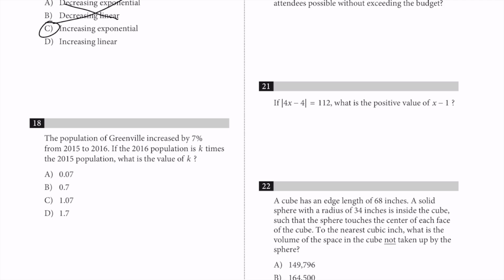Question 18. The population of Greenville increased by 7% from 2015 to 2016. The 2016 population is K times the 2015 population. What is the value of K? So we have P15 times K equals P16. We know that K is just how you model the 7% increase. So we have the initial value, which would be 1.0, plus the 7%, so 1.07. So answer choice C.